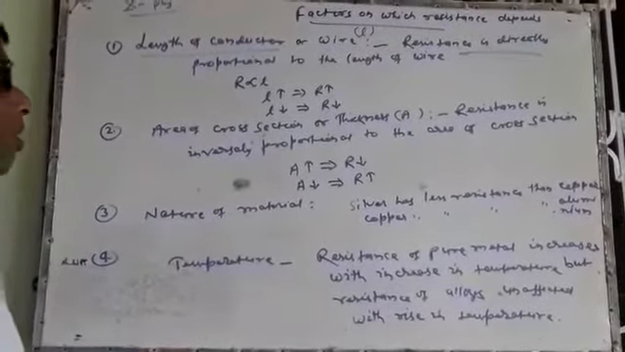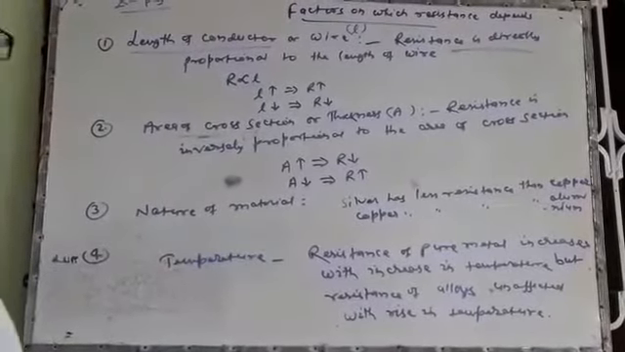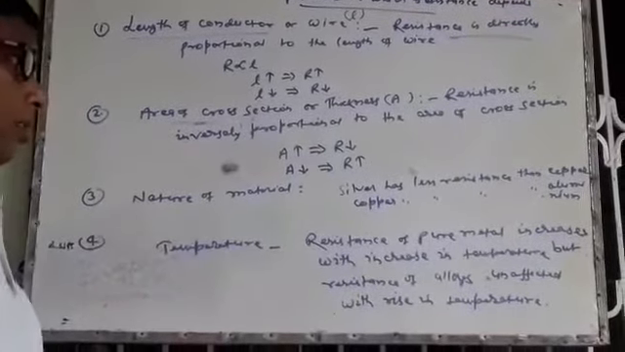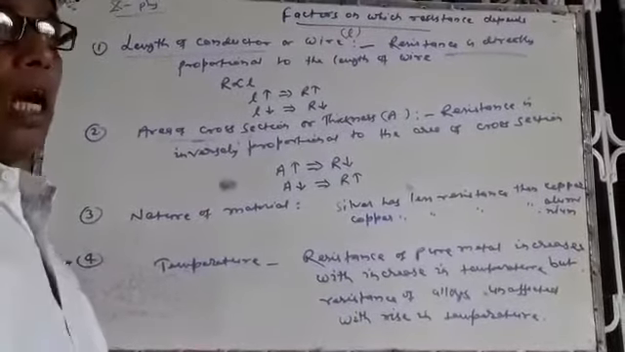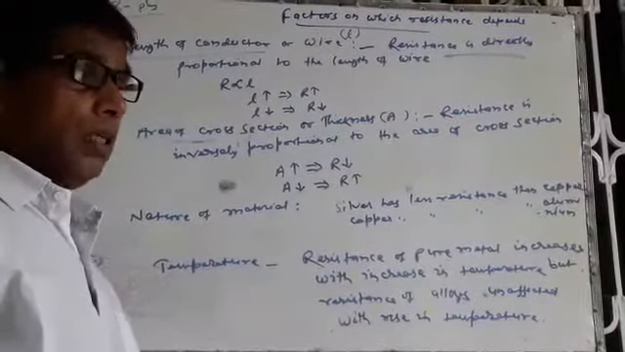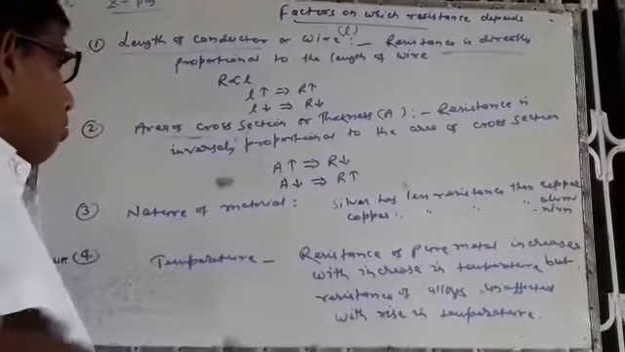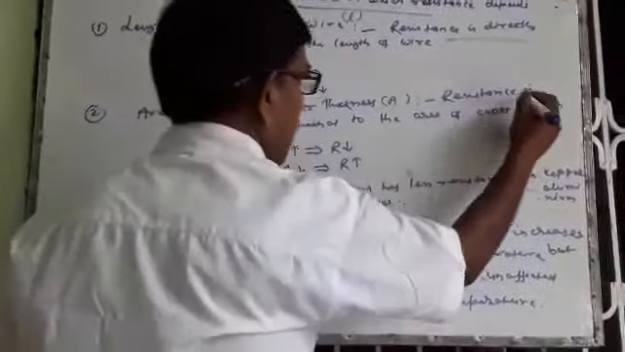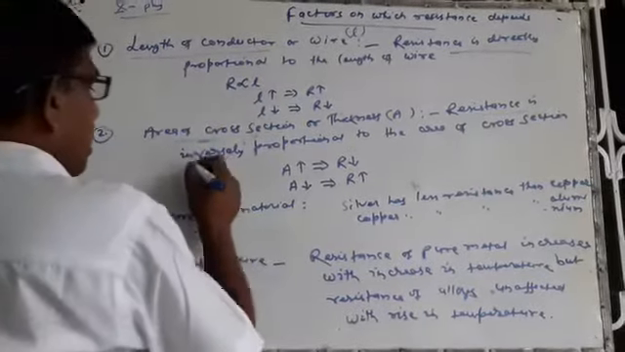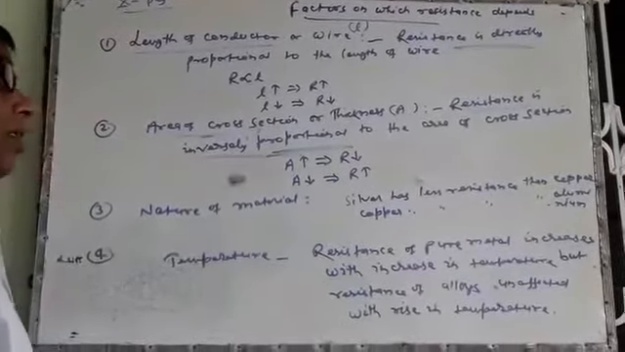Second factor is area of cross section, that is the thickness of the wire. In our daily life, we see some wire is thicker, some wire is thinner. Material is the same of which the wire is made. So according to this law, resistance of conductor or resistance of wire is inversely proportional to the area of cross section.